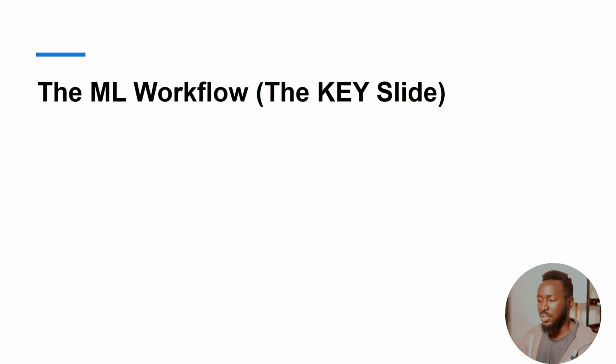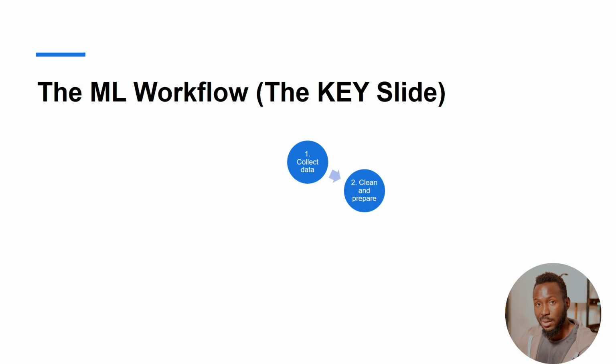Now let's look at the machine learning workflow. The key slide actually is this slide here. The machine learning workflow works like this, and I kind of alluded to this in my first or second slide. We first collect data, okay? And then we clean and prepare the data. This is like 50% or 60% of the work, cleaning and preparing the data. Then we choose a model.